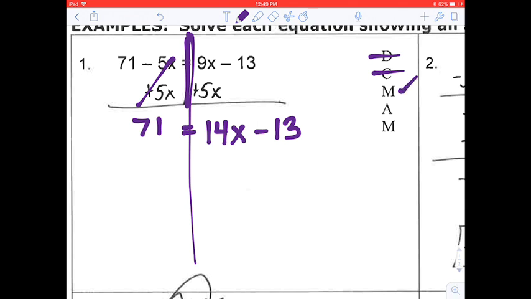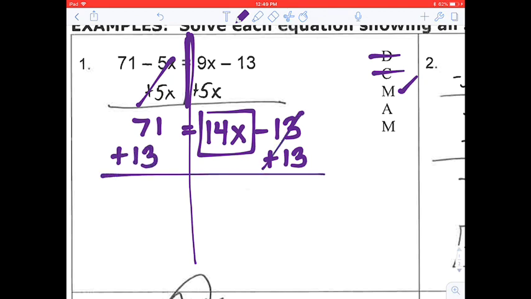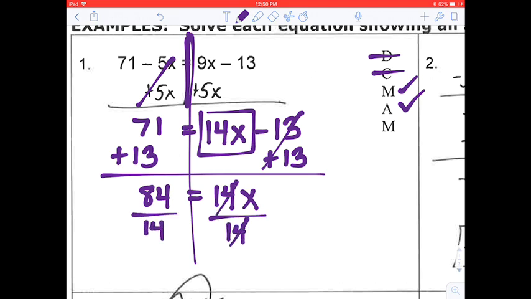So we moved our variables all to the same side. Now I'm looking for adding and subtracting. If I want to get x by itself, then that means I need to add 13 to both sides. 71 plus 13 is 84, and that equals 14x. We're multiplying x times 14, so we need to divide by 14 to get the variable by itself. 84 divided by 14 is 6. So 6 equals x.